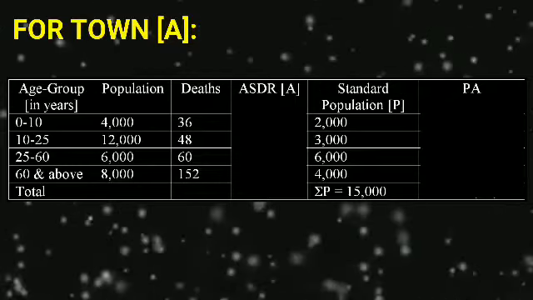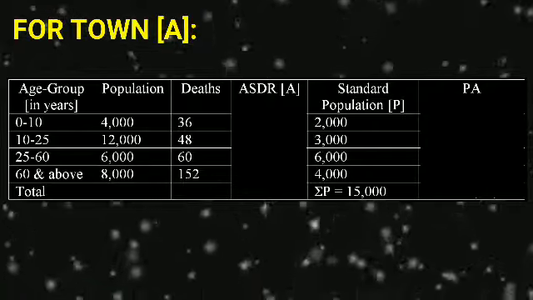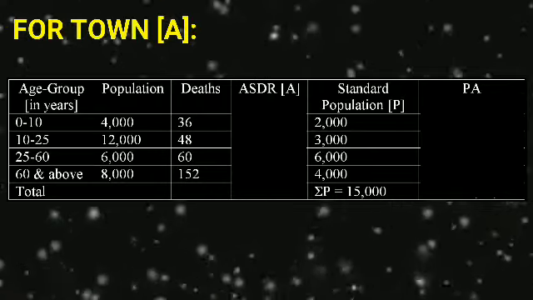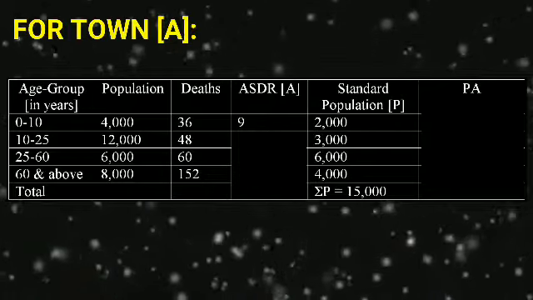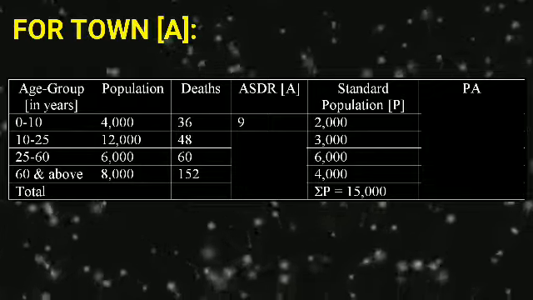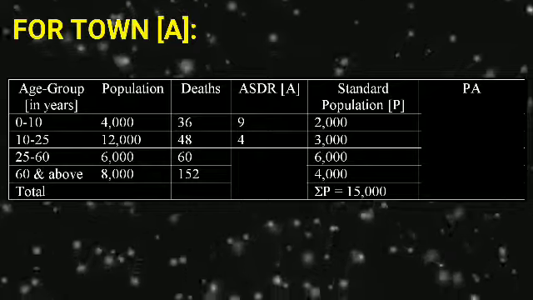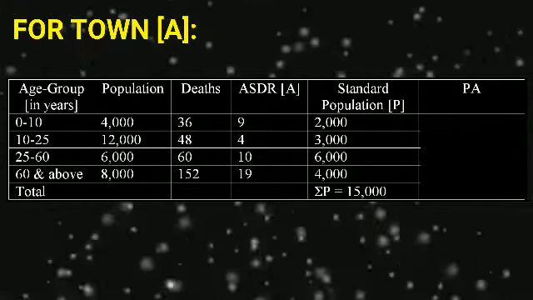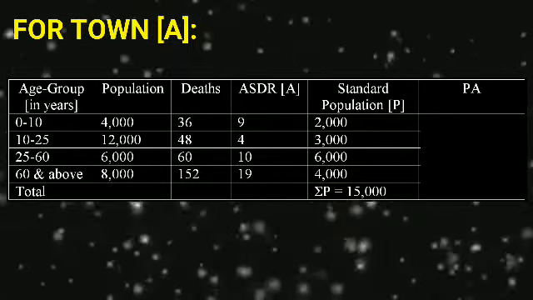As we all know, ASDR is the ratio of deaths to its population, which is multiplied by 1000. So, first ASDR value: 36 divided by 4000, multiplied by 1000, is equal to 9. Next value: 48 divided by 12,000, multiplied by 1000, is equal to 4. Similarly, compute the other two values. Since you are finding ASDR for the first town A, write it as ASDR of A.